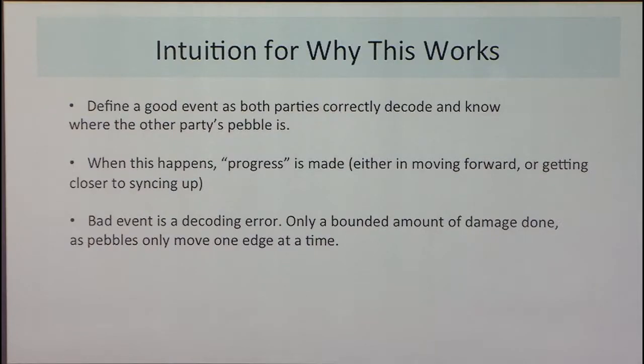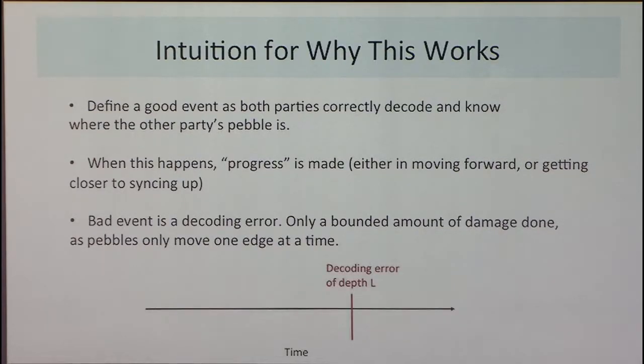Okay, and a bad event is a decoding error, meaning that I have picked the wrong node in the tree code. I have picked something that is not the right sequence in the tree code. And this can cause me to make anti-progress, in the sense that I can move my pebble in a way that's not helpful. Right? I can go back when I didn't need to go back. I can go forward when I should have gone back. I can go back when I should have held, etc. But this only causes a bounded amount of damage. It only causes me to move one edge at a time, so I only get an additive constant anti-progress.